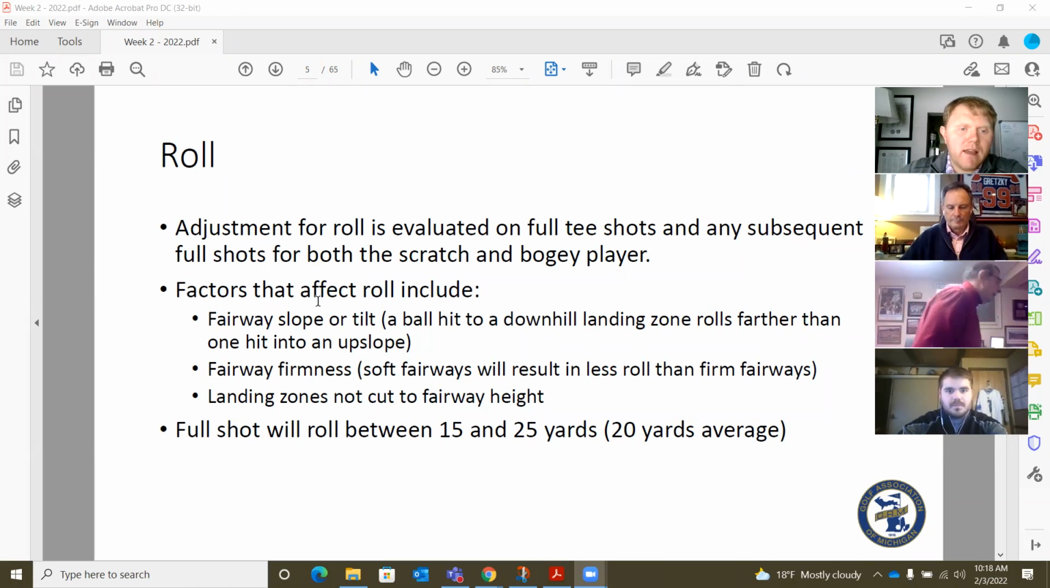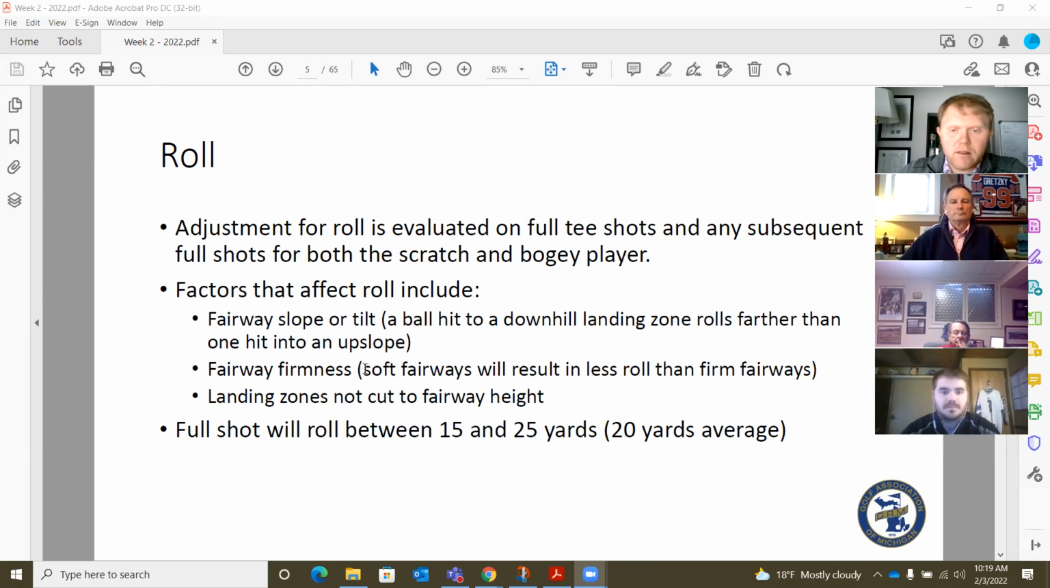So a couple things that affect roll include the fairway slope or tilt. The example in the book here is a ball hit to a downhill landing zone rolls farther than one hit into an upslope. We're looking at fairway firmness, and we're looking at landing zones that aren't cut to fairway height. So sometimes, your bogey golfer, or maybe even scratch golfer in some cases on some tees, will not reach the fairway with their shot. In those cases, we want to look at the roll, because obviously the ball's not going to roll as far if it hits in the rough versus if it hits in the fairway.